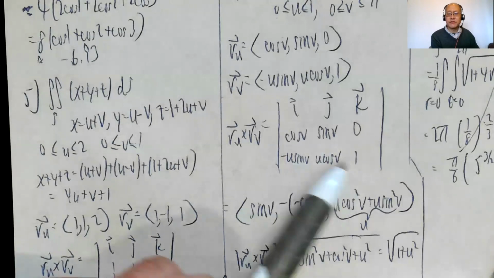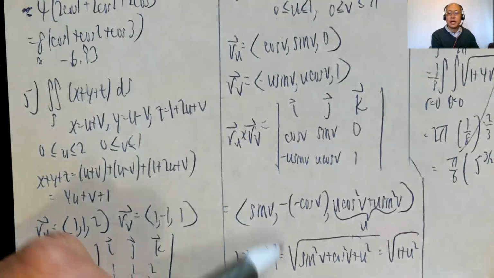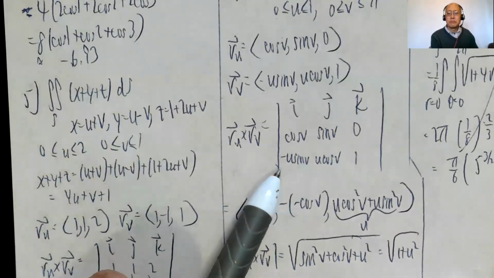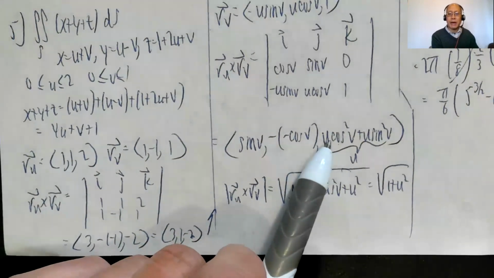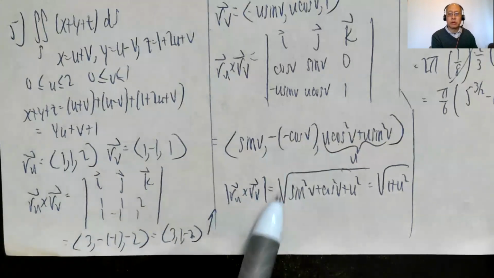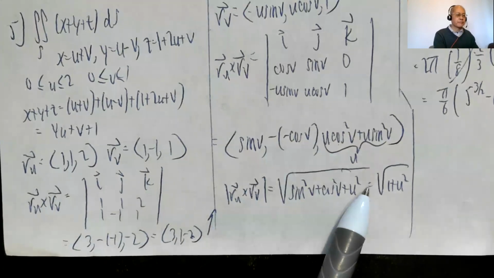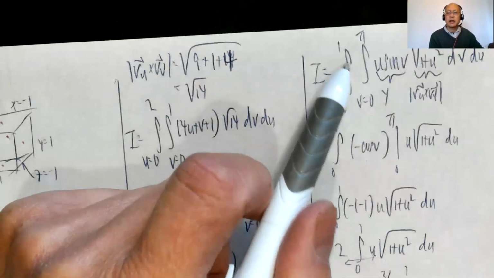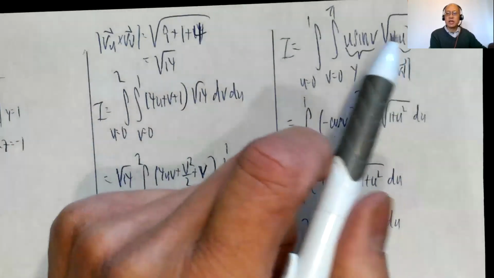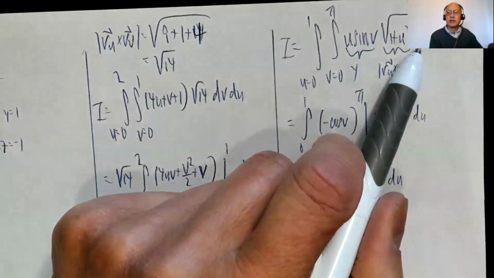So the i component is sine v minus nothing. The j component is the opposite of cosine v minus nothing. And the k component is u cosine squared minus negative u sine squared. Of course, you factor out the u, you get cosine squared plus sine squared, which is 1. So that's u. Okay, what is the magnitude of the cross product? So square root of sine squared v plus cosine squared v plus u squared, or radical 1 plus u squared. So I is the integral 0 to 1, 0 to pi of y. y was u sine v times the Jacobian radical 1 plus u squared, the magnitude of r_u cross r_v, dv du.